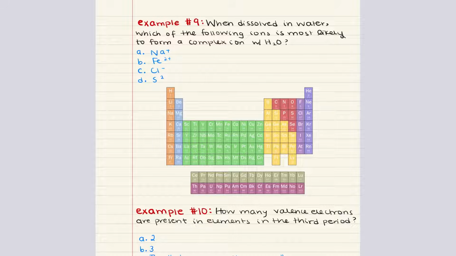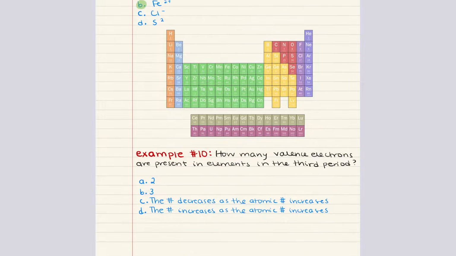Now, the only transition metal option we have here is the iron 2 ion, and that is going to be the correct answer here for problem 9. It's going to be B. The other ions that are listed here might dissolve readily in water, but because none of them are transition metals, they will not likely form complexes. Now let's move on to problem 10.